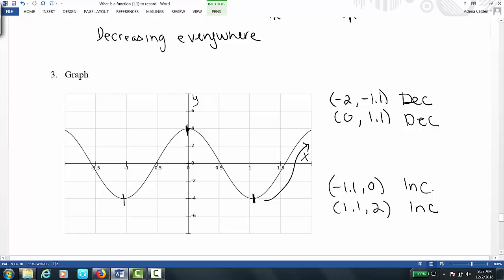So again, I could have used my inequality notation, but I can also use my open parentheses, my open interval notation, to note the same thing. Here again, I'm going to use open parentheses because at the point where I turn around, I do not include that point. So here, I can see the intervals where I'm increasing and decreasing and read them right off the graph.